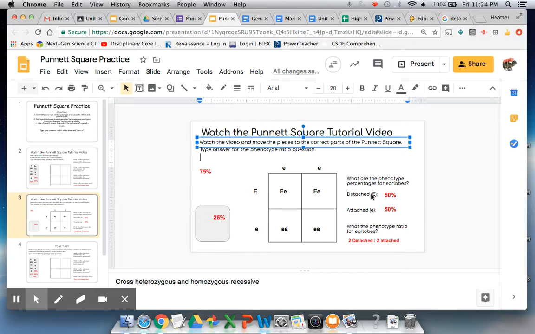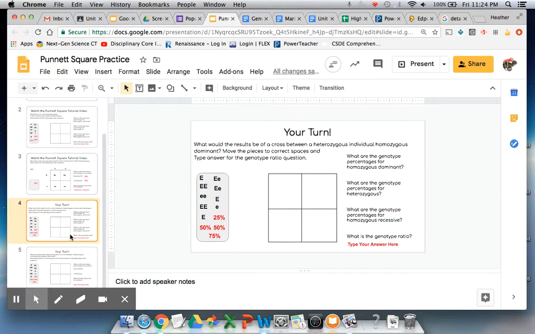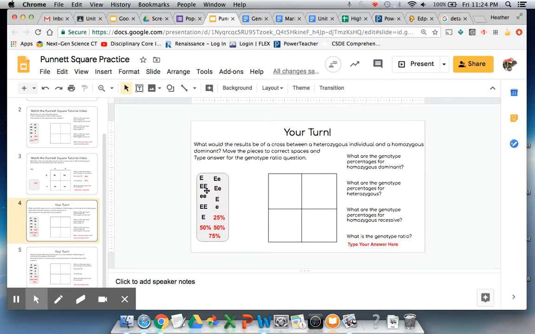Okay, so you could stop the video, move your percentages, type in your ratio, and you are all set with that piece. The next thing that you're going to do is click to the next set of slides, and you're going to do it yourself. So this slide has you crossing a heterozygous individual with a homozygous dominant individual. So you'll be responsible for moving the alleles for the genotype for mom and dad. What's the result? Genotypes versus percentages versus genotype ratios.